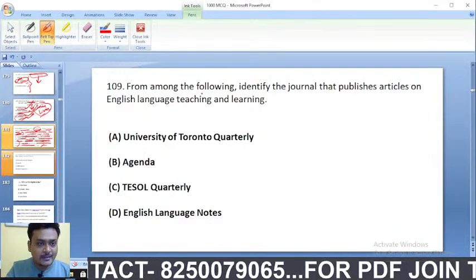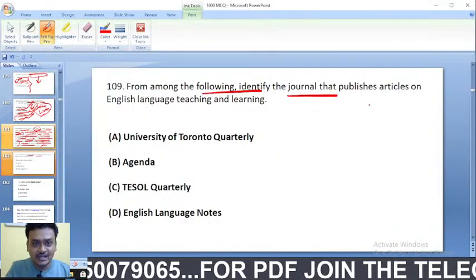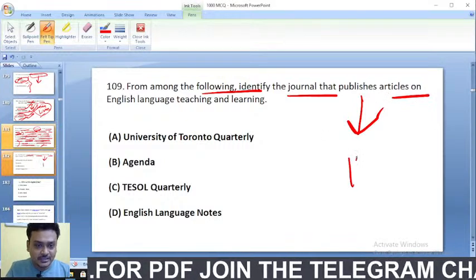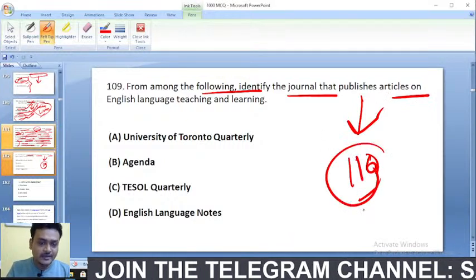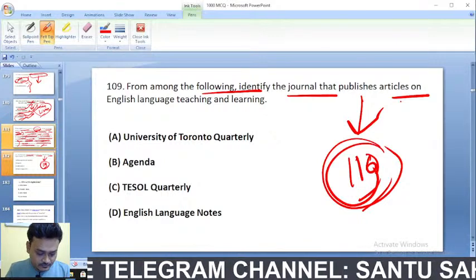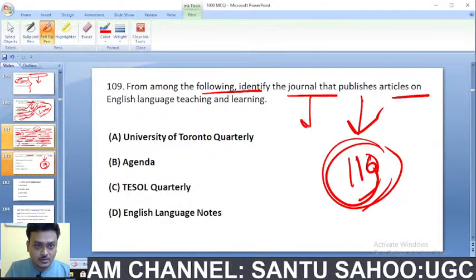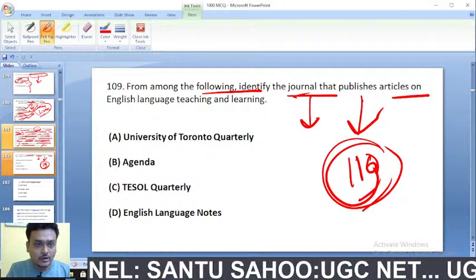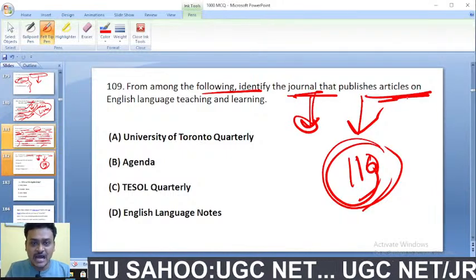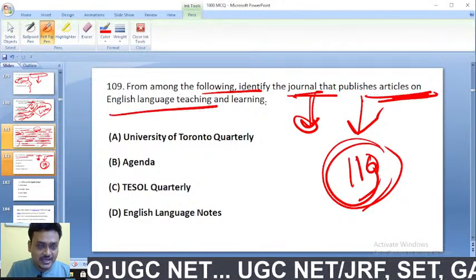From among the following, identify the journal that publishes articles on English language teaching and learning. I'll be completing till 110 and then I'll be starting another session.